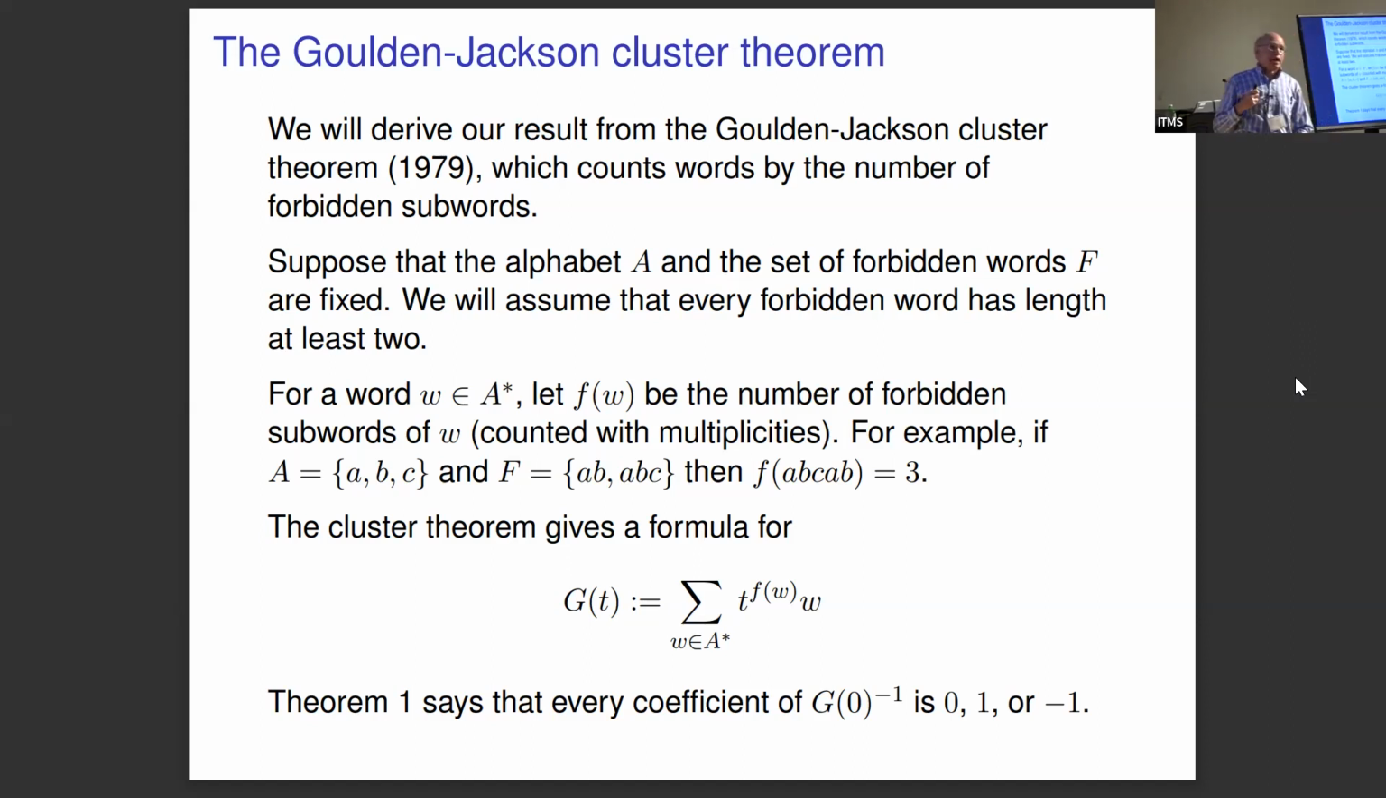But if I want to count the words with no forbidden subwords, if I can get a formula for G of T, I just set T equals 0. And then the claim is that if I set T equals 0 here, take the reciprocal, so I get G of 0 inverse, every coefficient there is 0, 1, or minus 1. One thing I should mention is that this variable T that I'm using commutes with all of the letters. So T is part of my coefficient ring, which I'm assuming is commutative, and it commutes with the letters.